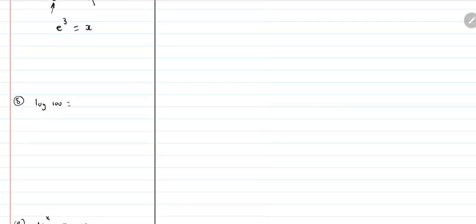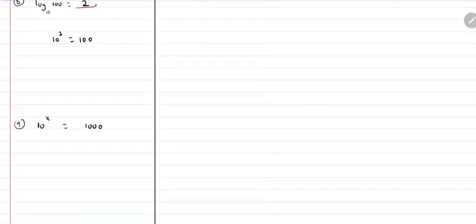So I want you to ask yourself this. 10 raised to what power is going to give me 100? Well, 10 raised to the power of 2. So log of 100 is equal to 2. And if you have to convert it to exponential form, it's going to be 10 squared is equal to 100. And that makes sense. All right?